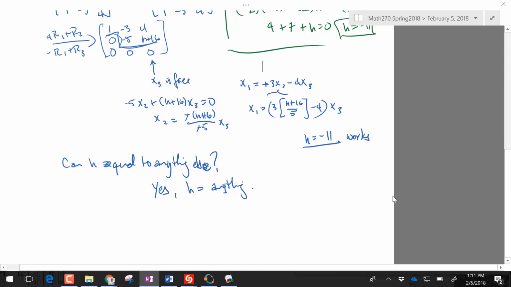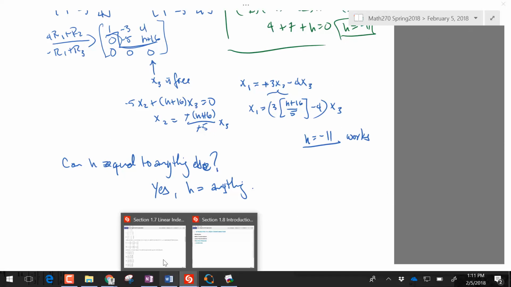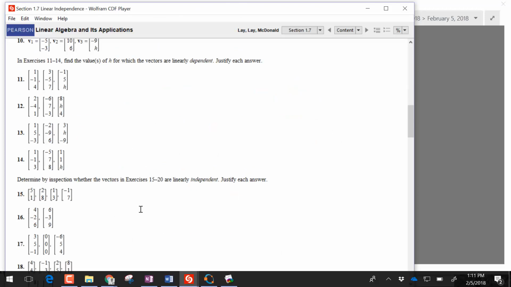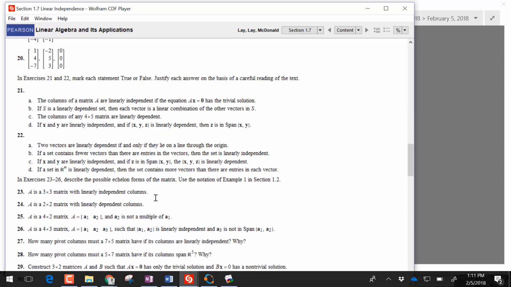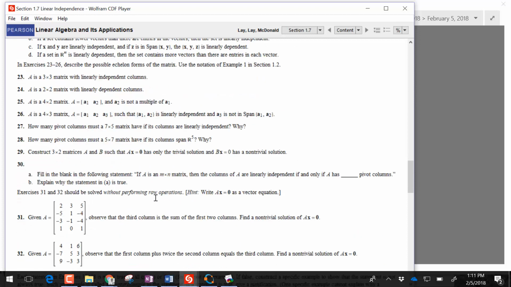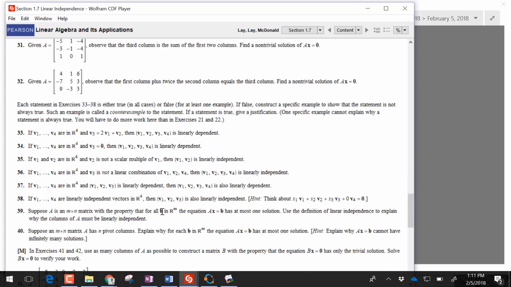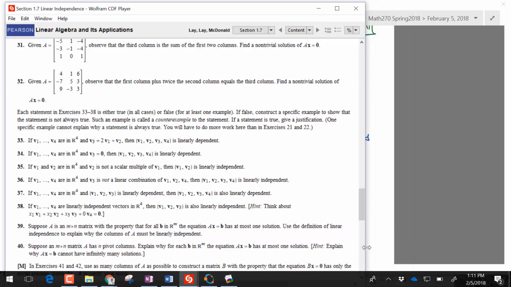Okay, let's see if we can dig out another problem from the homework set. Values of h, it says here, determined by inspection if it's linearly independent. Do we want to do inspection stuff? Without performing operations. Let's try to do one of these theoretical ones. True or false? Let's see if we can do several of these.